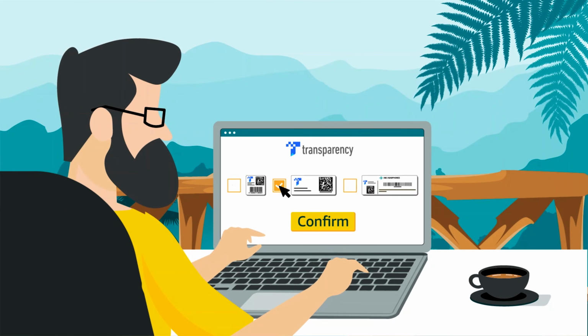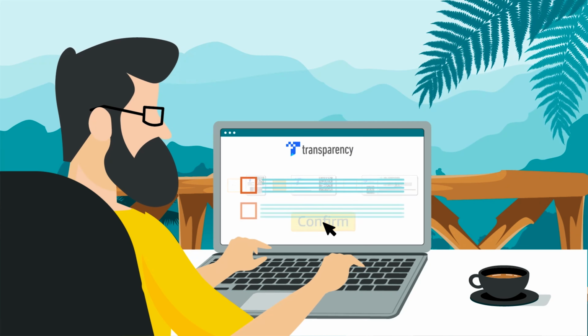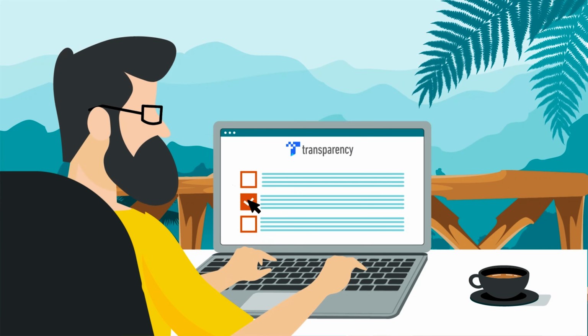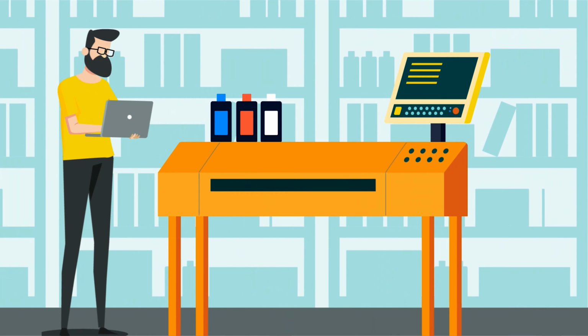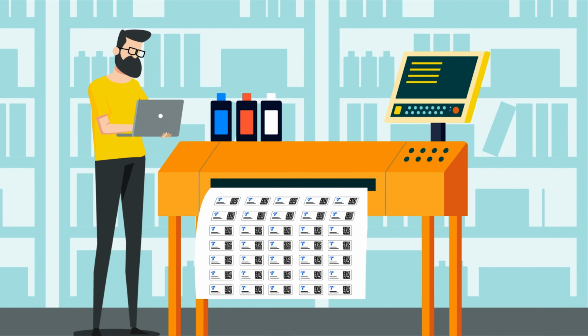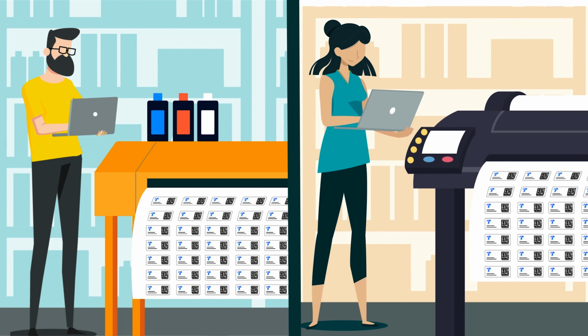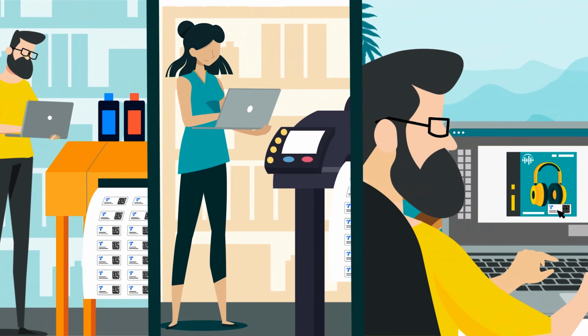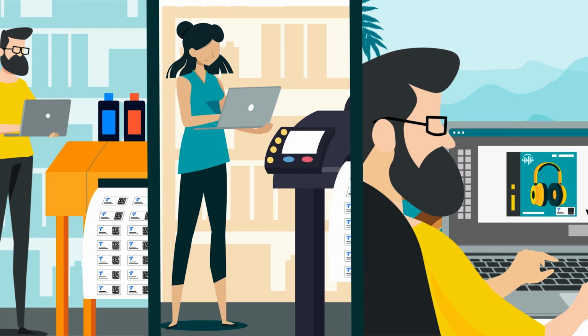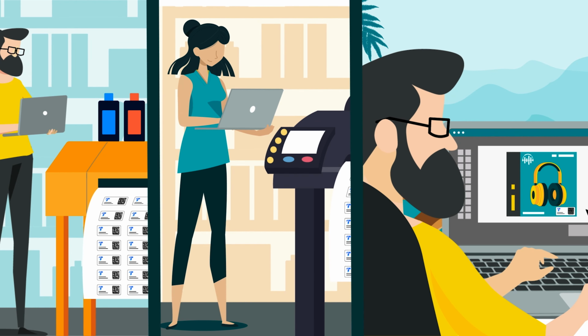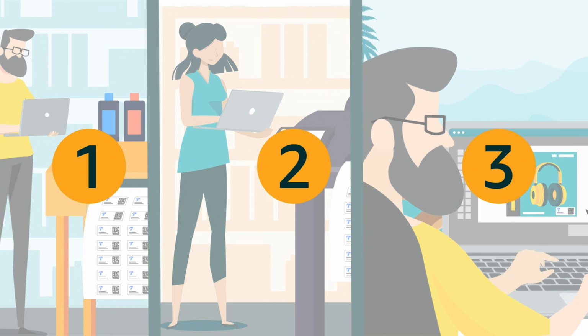After you've confirmed which label you'll use, you're ready to choose how you'll apply them to your products. You can print your transparency codes onto labels in-house or work with an approved TSP to print them for you. Or you can integrate your transparency codes directly into your packaging's artwork. Let's review each of these options.